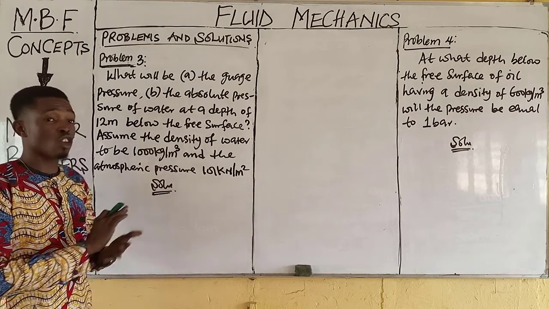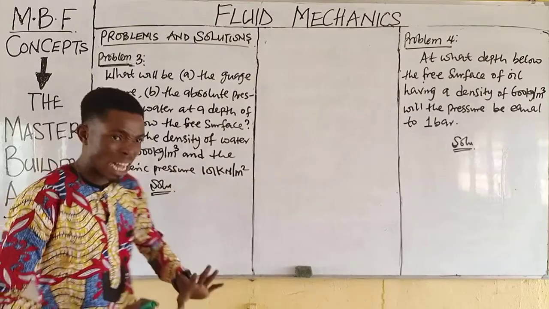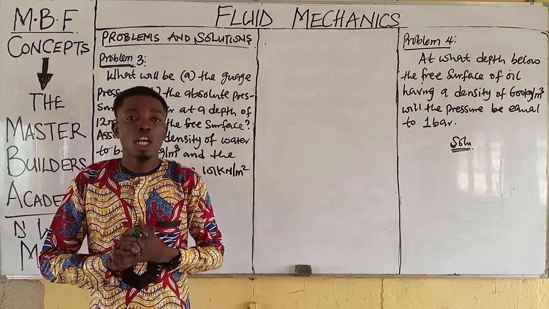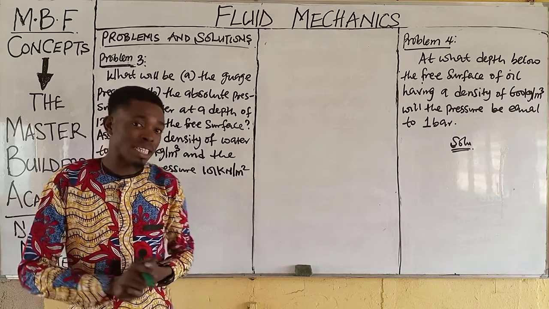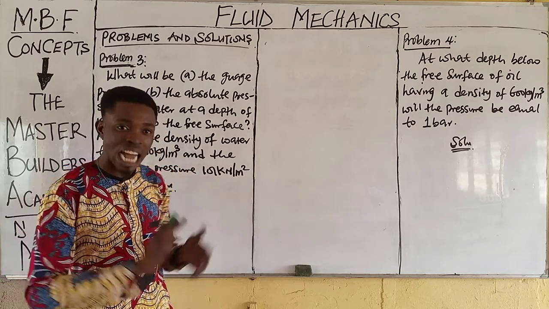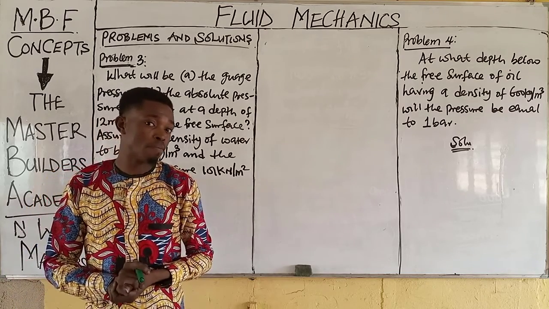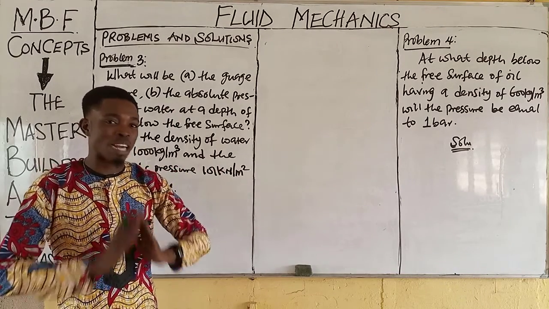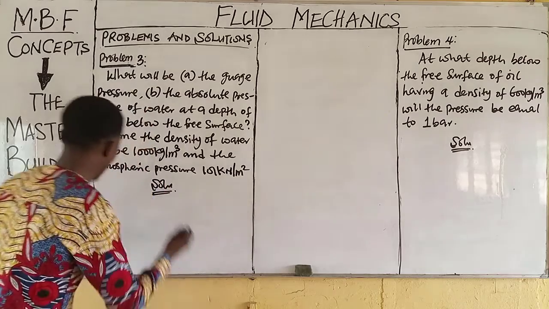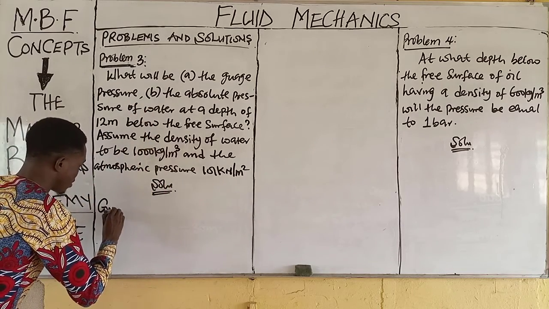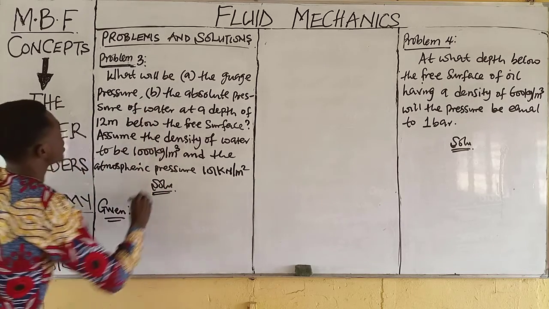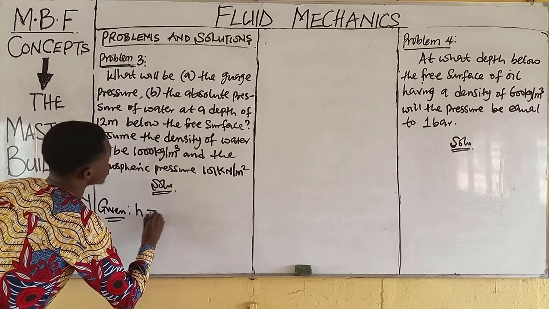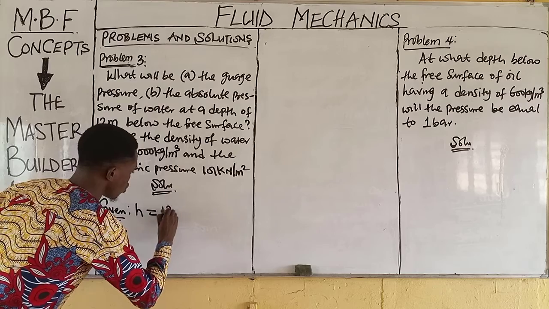Whether you are given the density of water or not, remember always that the density of water is 1000 kilogram per meter cube or 1 gram per centimeter cube. Alright? All we need to do now is to extract the given parameters as usual. Now we have given that depth H is equal to 12 meters.